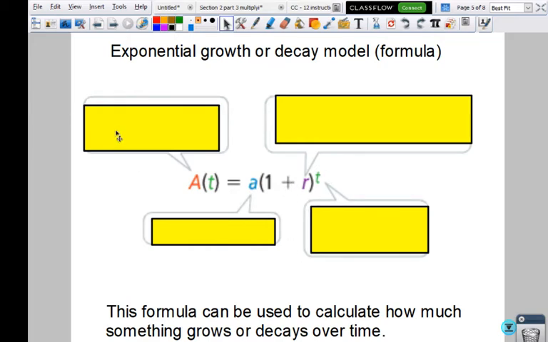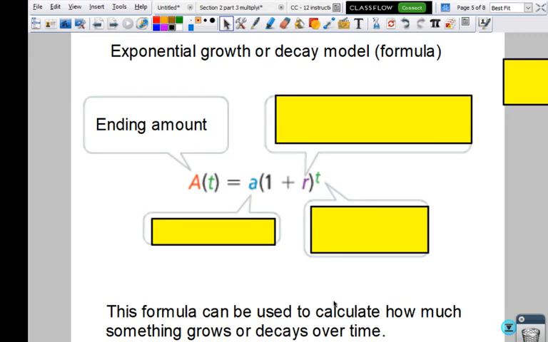In these pieces, this A of t is my ending amount. So A of t is whatever I get after I calculate something. We use it to calculate how much something is after a certain amount of time. For example, banks might use something similar to this. Let's say you deposit money in a bank account and it has 2% interest, how much money do you have after 5 years? You can use this type of formula. Most banks are more complicated than this, but this is kind of a close approximation.